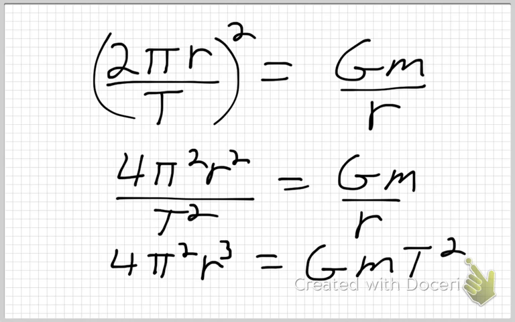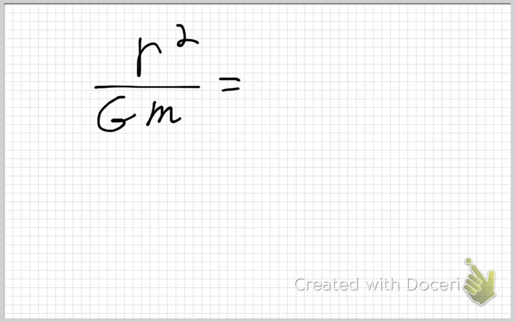So in the next line, let's see if I can remember what that looks like. I'm going to keep the r cubed, and underneath that r cubed I am going to have big G m, and on the other side I'm going to put T squared, and underneath that I will have 4 pi squared. So that's one way that I can write Kepler's third law for a special case of a circular orbit.